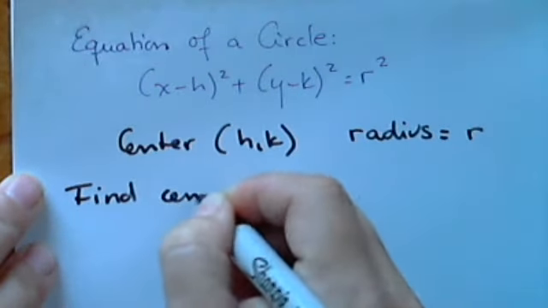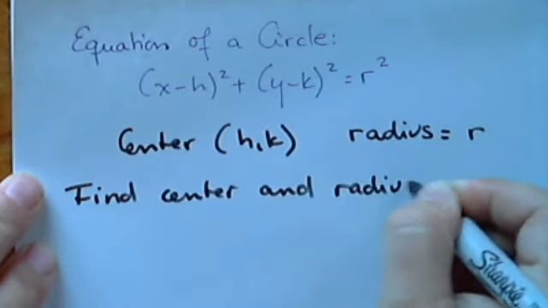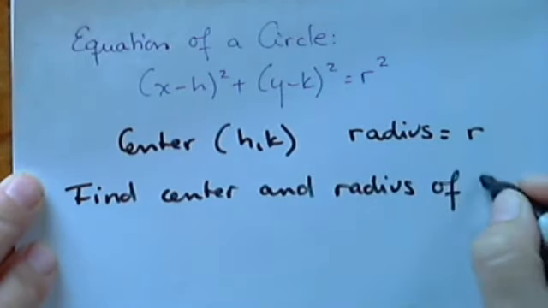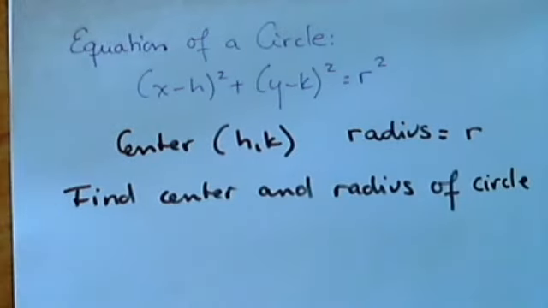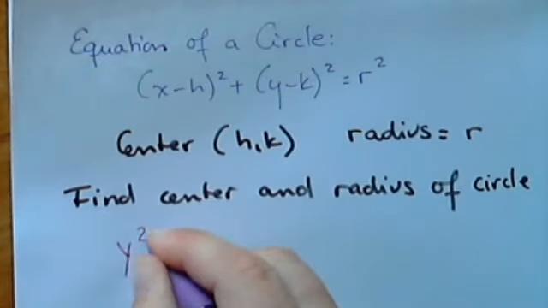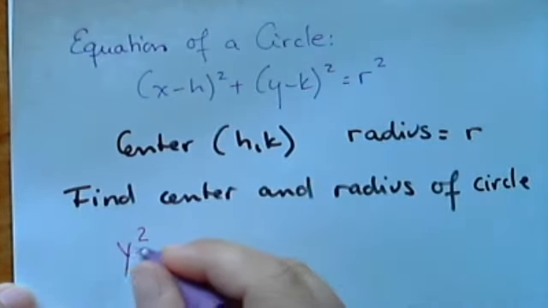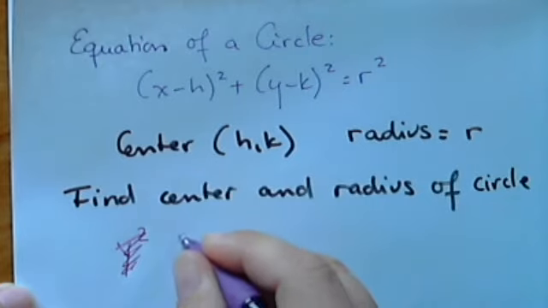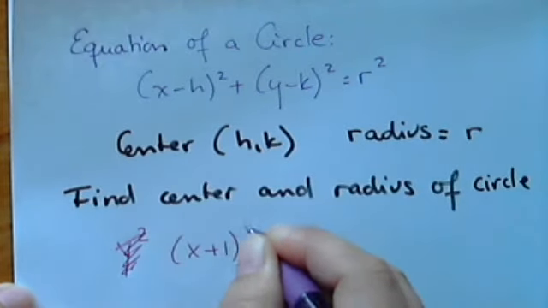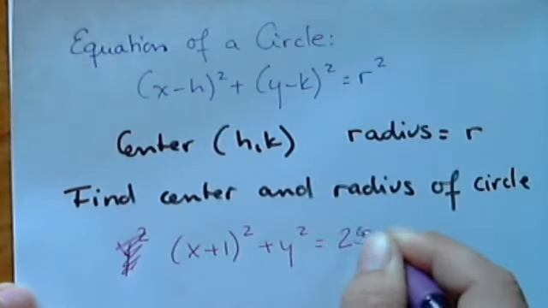Find the center and radius of the circle. Let me use a different pen. I don't like this one. Where we have... oops, not y squared. Let me start again. We have (x + 1)^2 + y^2 = 25.